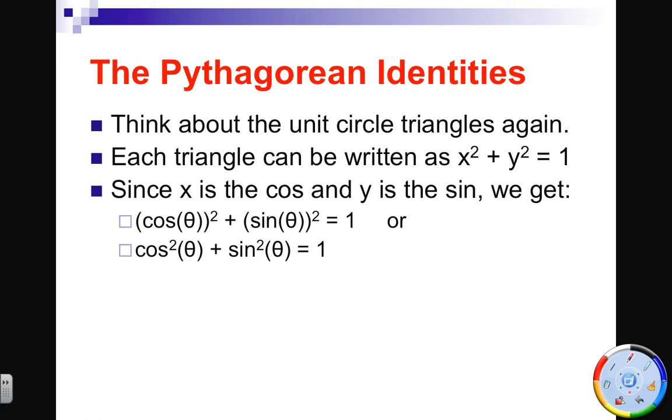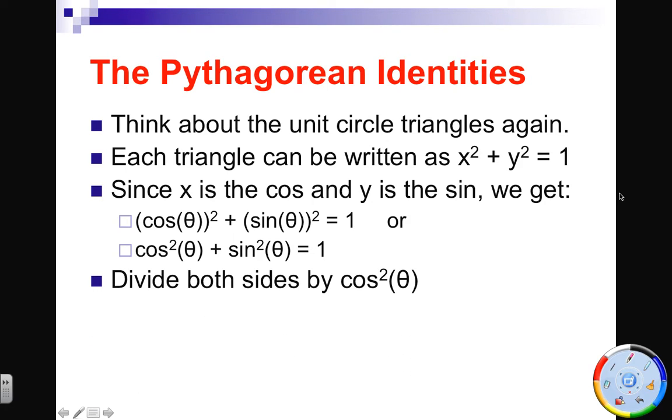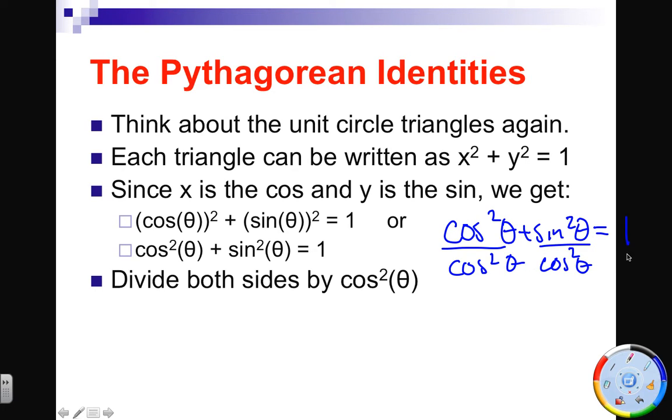Now, there are three variations, as you'll see on the yellow sheet. This is the basic one, and this is the one you should memorize. The other two are based off of this. If I divide both sides of cosine squared theta plus sine squared theta equals 1 by cosine squared, notice here I would get a 1.